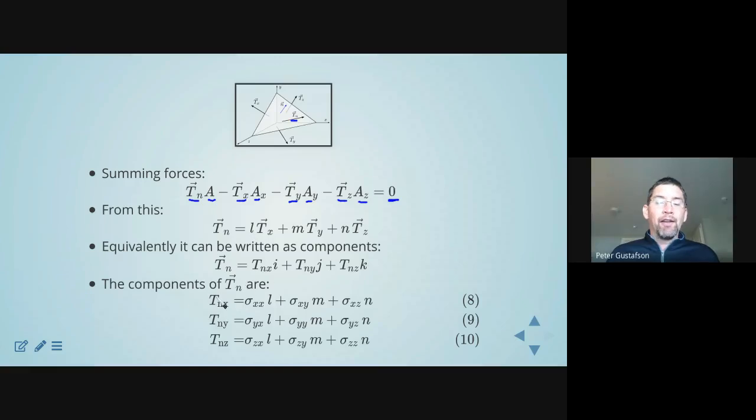And so in the end, these components are Tnx is equal to sigma xx times L plus sigma xy times m plus sigma xz times n. So this component is all of this stuff here. And similarly, we have a y component and a z component associated with that n normal direction. And they take on these other magnitudes, sigma yx times L, yy times m, yz times n. And lastly, zx times L, zy times m, zz times n.